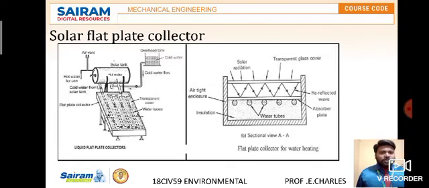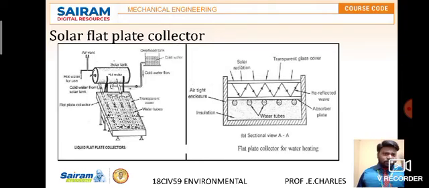Now let me talk about the working principle of this solar flat plate collector. What happens here is the sun's radiation comes and falls on the transparent glass cover. The transparent glass cover is like a toughened glass, for example 4 mm to 6 mm thick. That much thickness will be there. It is opaque in nature, so it receives the radiation and will not allow the radiation to be reflected back.